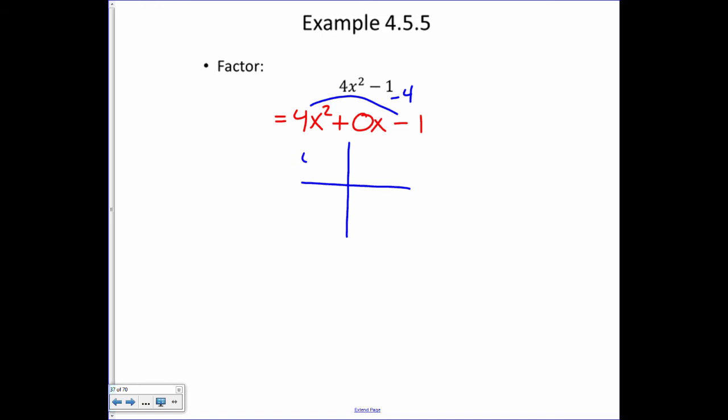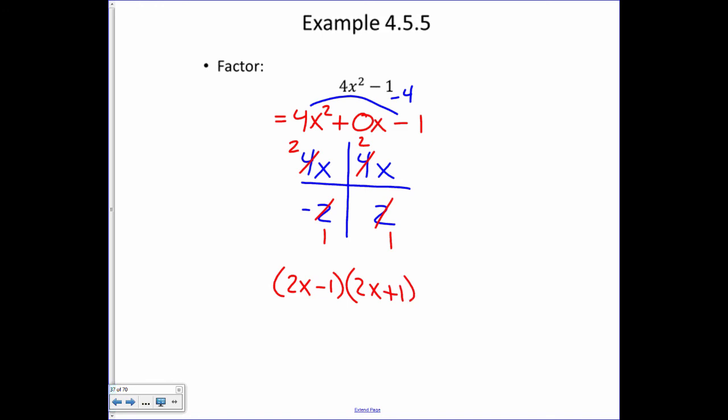We can then make a box. We'll write the coefficient both times and split the variable. You now need two numbers that multiply to give you negative 4 and add to give you 0. Well, that's negative 2 and 2. So remember, we can reduce each side like a fraction. 2 goes into 4 2 times, and it goes into 2 once. Same for the second one. And so you get 2x minus 1 and 2x plus 1, the same thing you would have gotten if you used the formula.